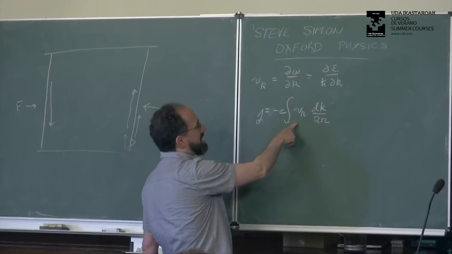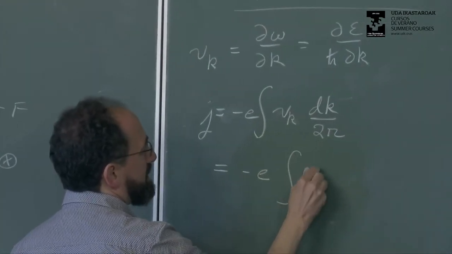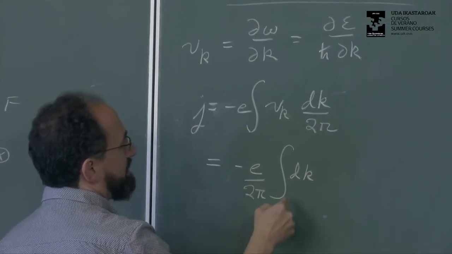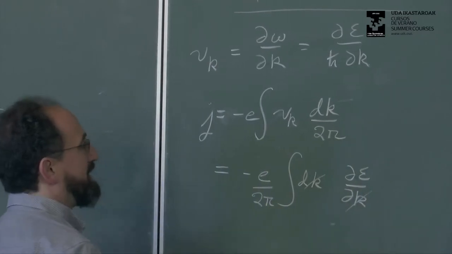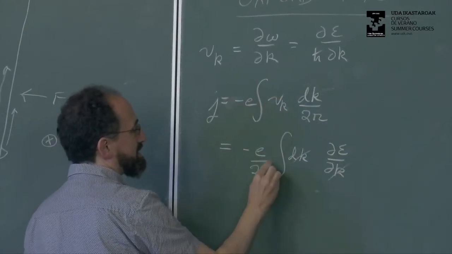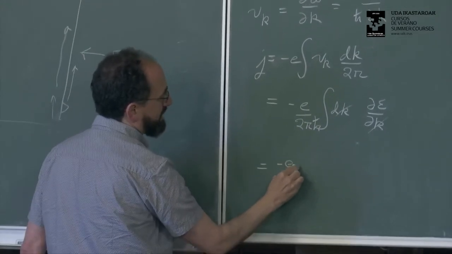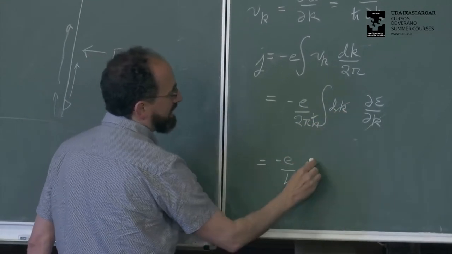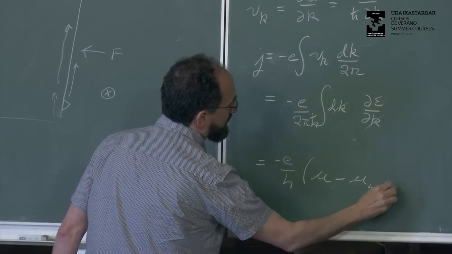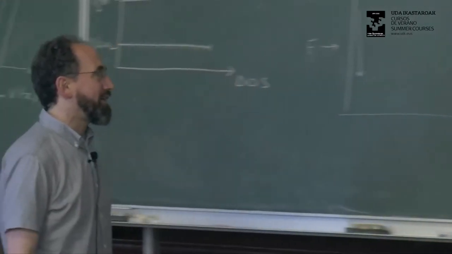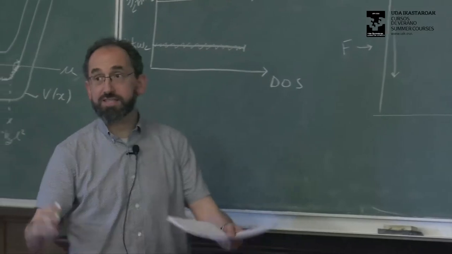Now, if we take this expression and insert the expression for v here, we get minus e integral dk, I'll pull out the 2 pi here, and then we have dE dk. We can cancel the two dk's with each other and just have an integral dE. There's an h bar I missed, so 2 pi h bar, which becomes an e over h. So there's minus e over h, and we're left with integral dE, and this will be the chemical potential of the edge minus the chemical potential of the bulk, which gives the total current carried by the edge.